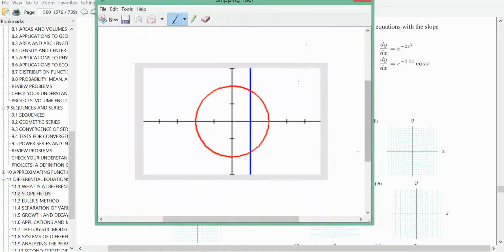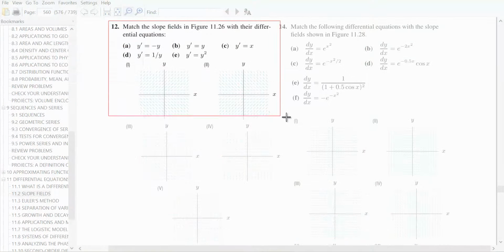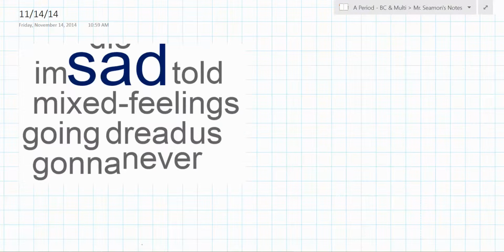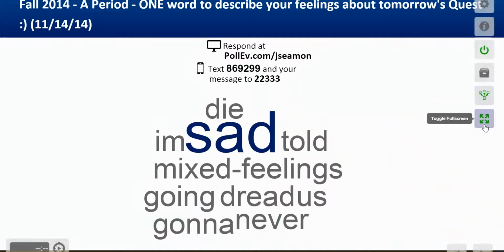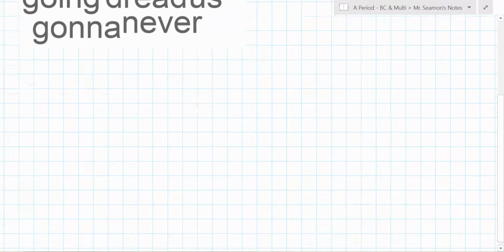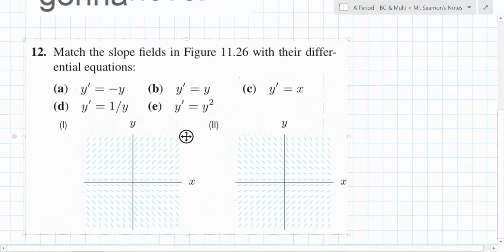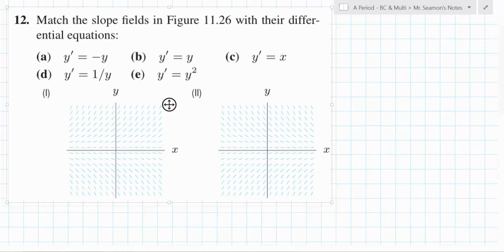So let me see if I can clip these in properly. For this one right here, let's just look at the first two and see if we can match the first two. Okay, so this is full screen. So match the slope fields here. For example, y prime is equal to negative y.